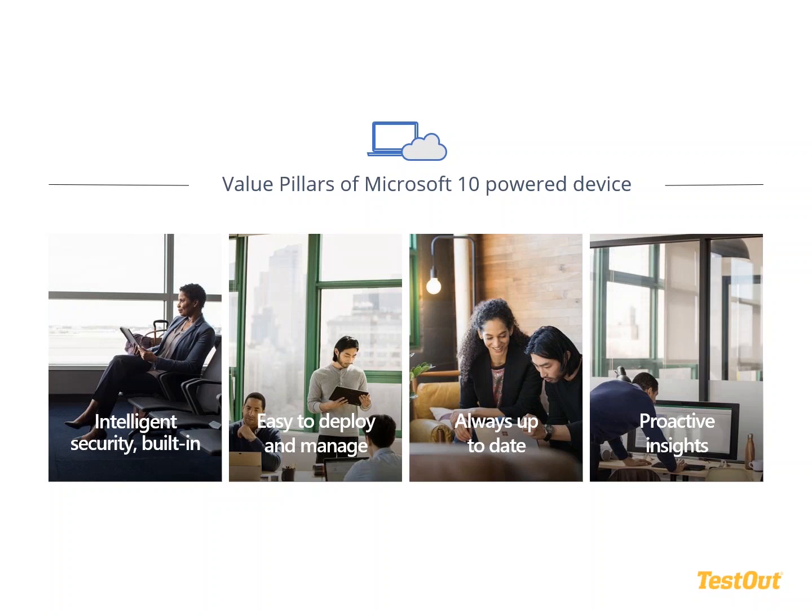And so if we look at the value pillars of Microsoft as they're looking at Windows 10, they're really looking at four things with Windows 10. One is intelligent security built in. The other is that it's easy to deploy and manage. And besides the easy deployment and management, again, also reducing the cost of deployment and management.